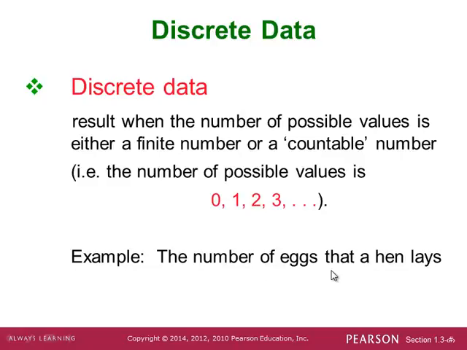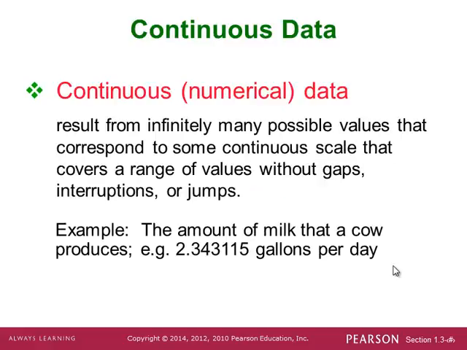So, for example, the number of eggs that a hen lays, that's an example of a discrete data variable. Or the amount of milk that a cow produces per day, well, that would be a measurement on a continuum.